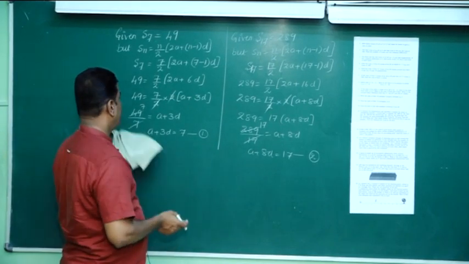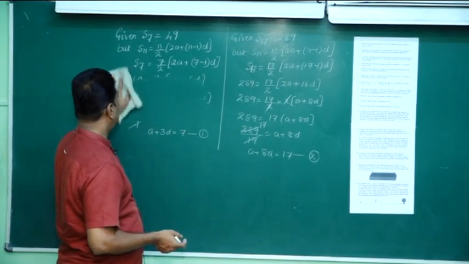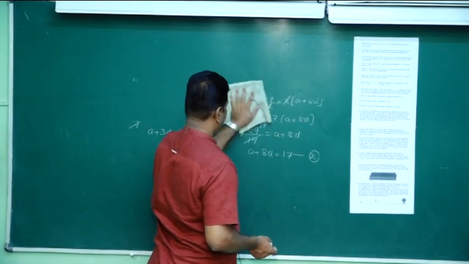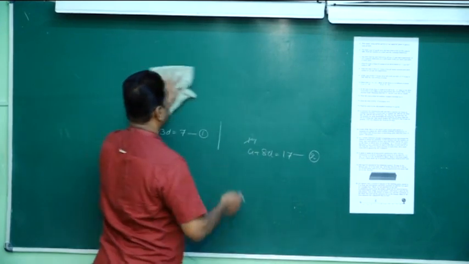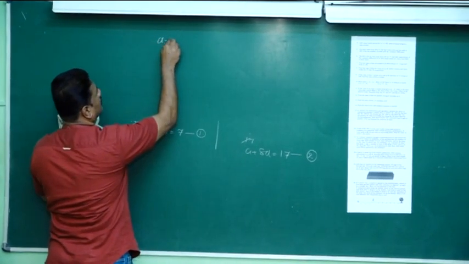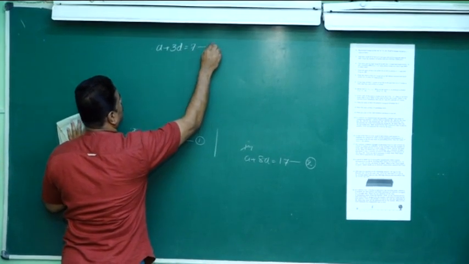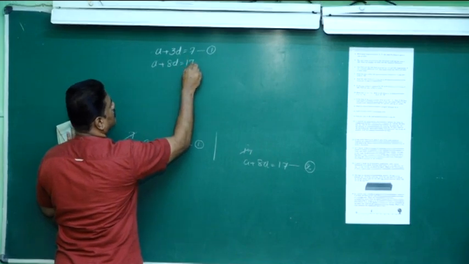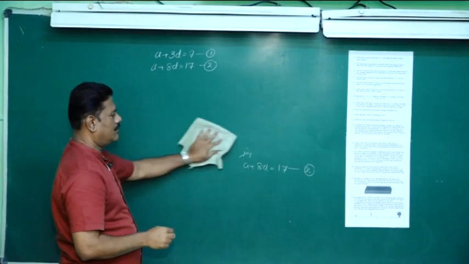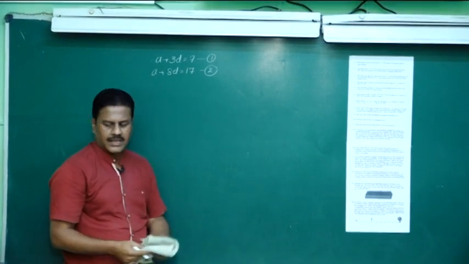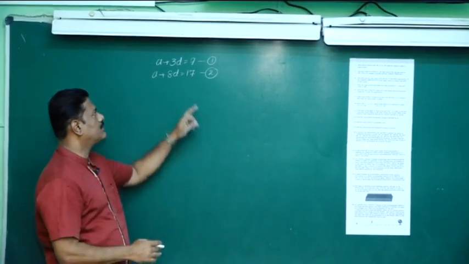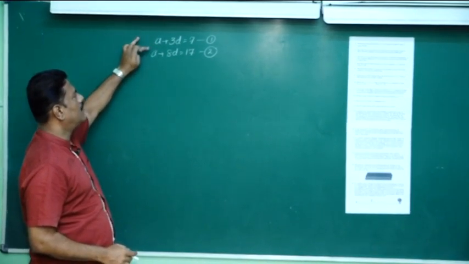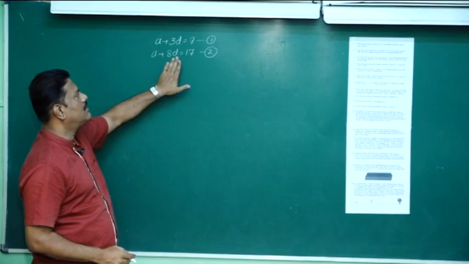See, here I got a plus 3d, there I got a plus 8d. I write one below the other now. Okay, see, a plus 3d is equal to 7. This is equation 1. A plus 8d is equal to 17. Continuation of the same problem. Now you see, if I subtract, I get this a cancelled because coefficients are same, one will become plus, another one will become minus. Then I can simplify for d.